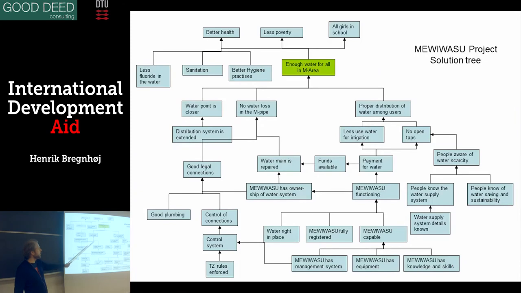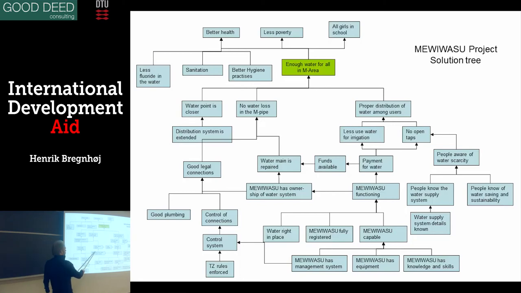So when we turn it around, now there's enough water because we have no loss, because the water point has come closer, we have more water points. Good legal connections instead of illegal connections. The water main pipe is repaired. We have funds because they start to pay for water, and so on and so forth. So that is the positive, the solution tree.